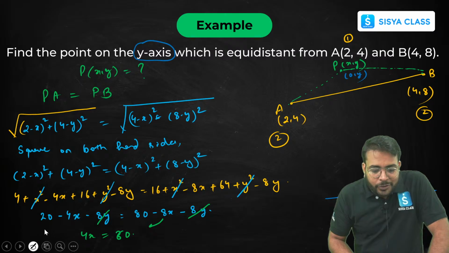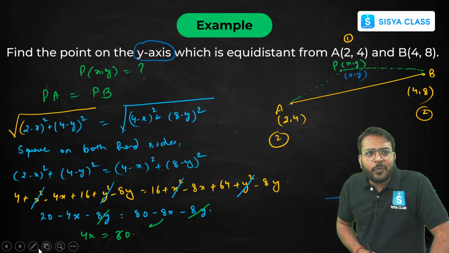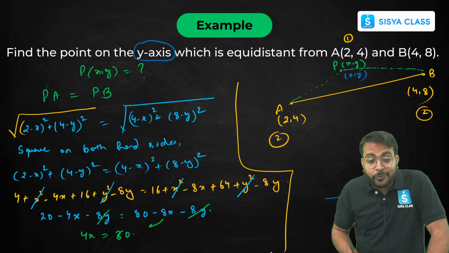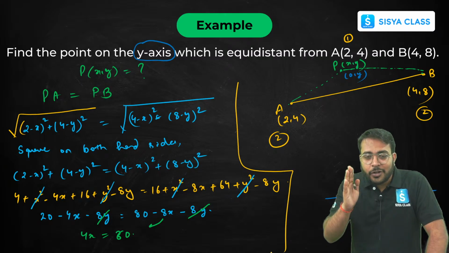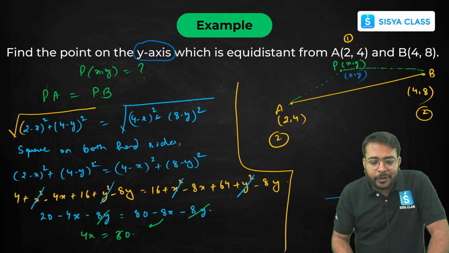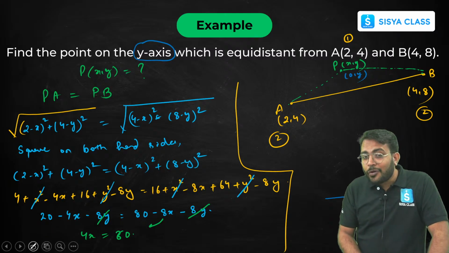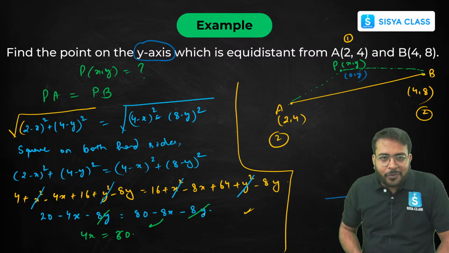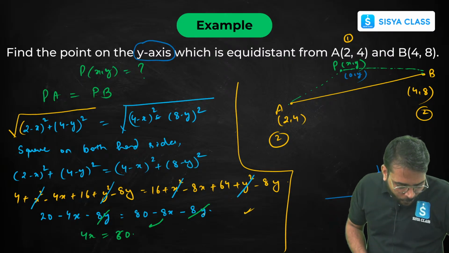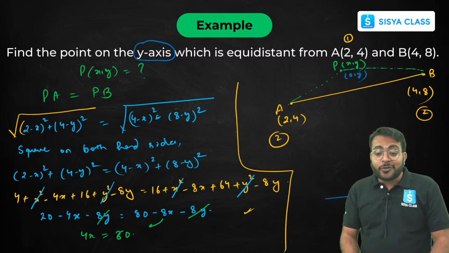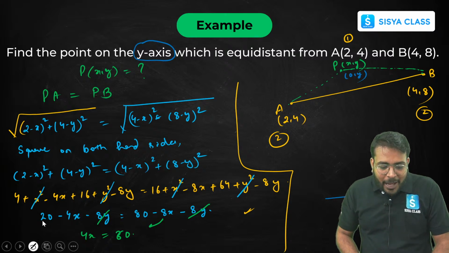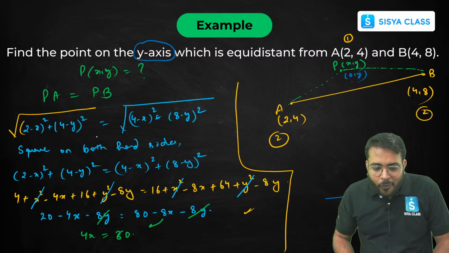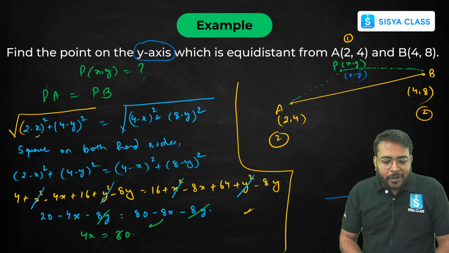Understood my point? If you just blindly solve here, so don't use this formula blindly. Understood? Just use some common sense also. Fine. So here, if I substitute x value as 0, at that time we should get the y value. Understood my point? So here we have to substitute our x coordinate as 0.